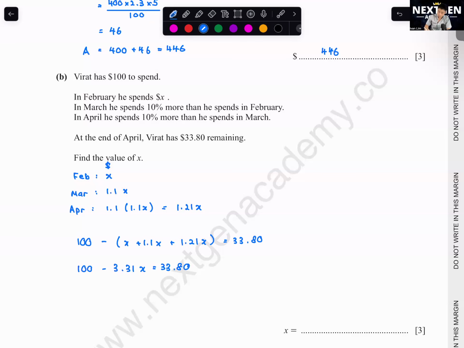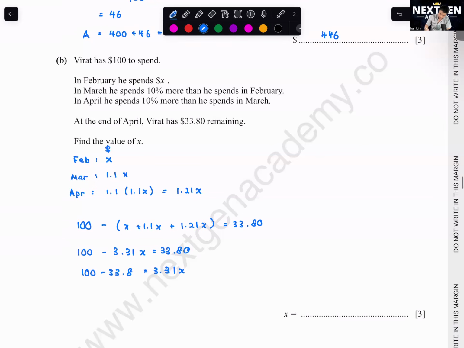Okay, rearrange it. 100 minus 33.8 equals 3.31x. 3.31x equals 66.2. X, 66.2 divided by 3.31, we will get 20.